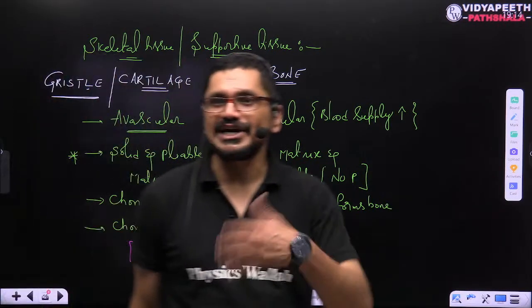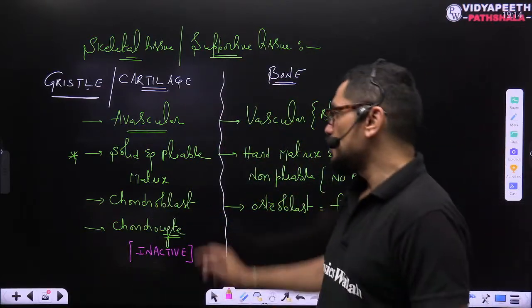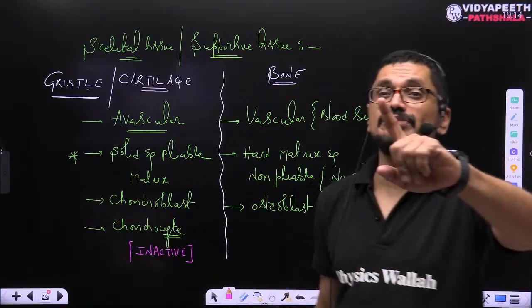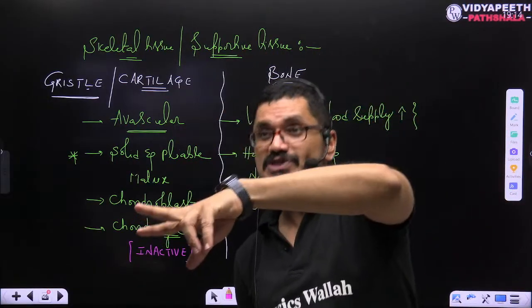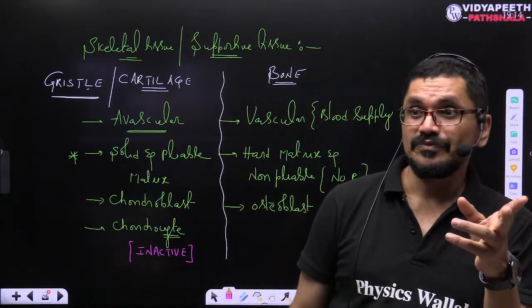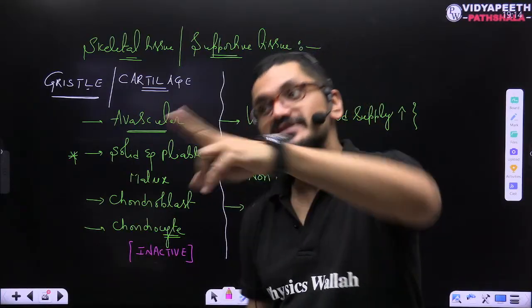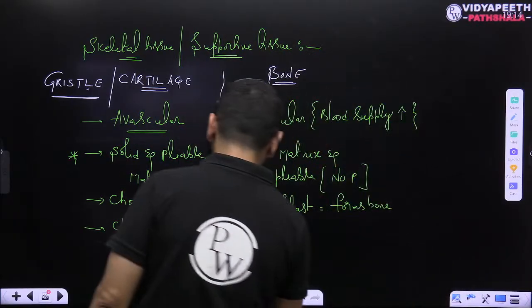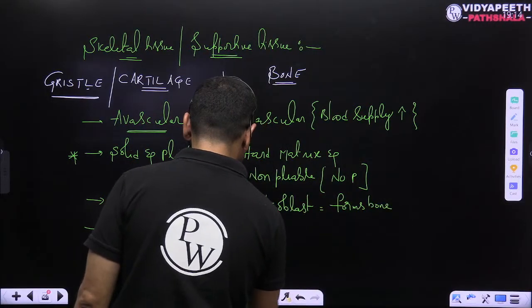Chondroblast forms the matrix. Once the matrix has been completely formed, you have to call it a chondrocyte. Do you remember fibroblast, which forms the fibers, and then it is called fibrocyte? Similarly, chondroblast, chondrocyte, osteoblast, osteocyte. That's it. Osteoblast, osteocyte. So here you can see osteocytes.